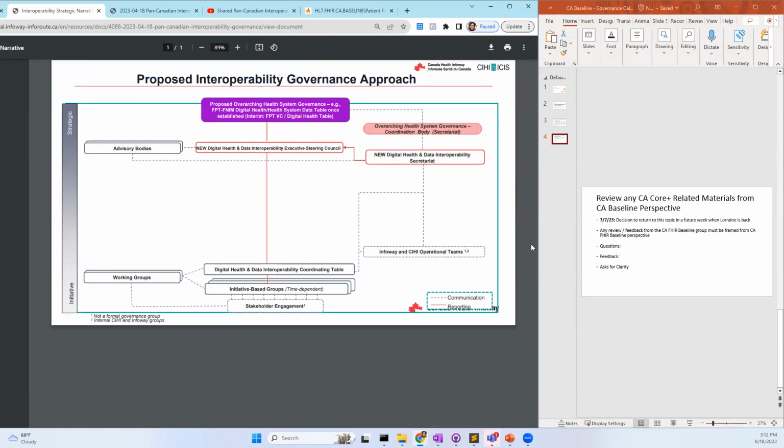Okay. So that's the context that we have, which is that preliminary documentation around the types of governance bodies that were imagined to be put forward for the larger interoperability roadmap and its governance.